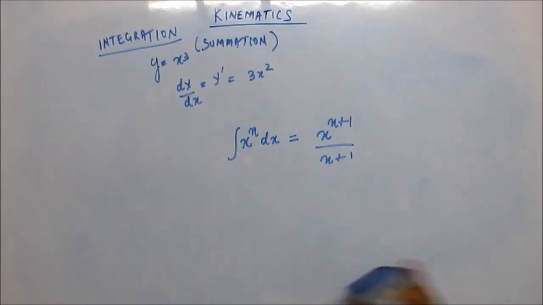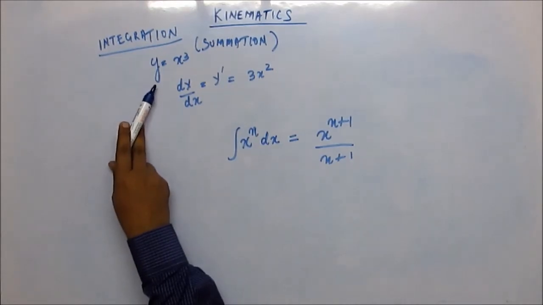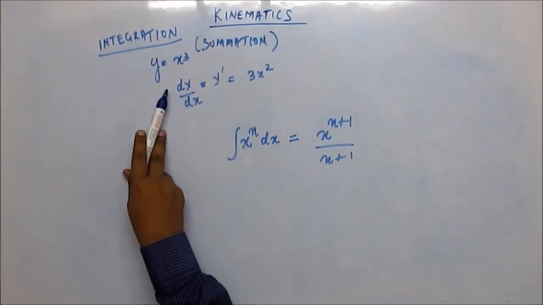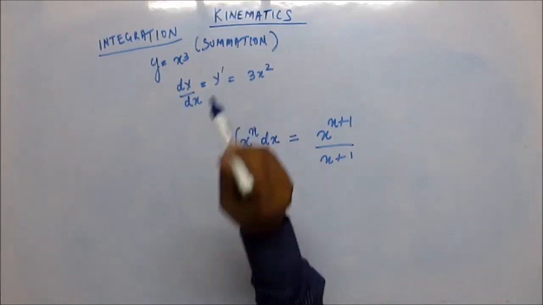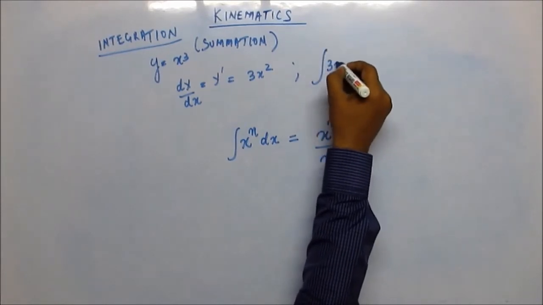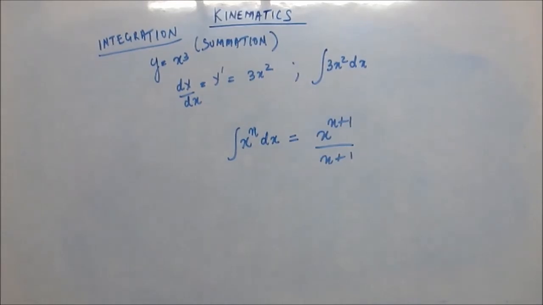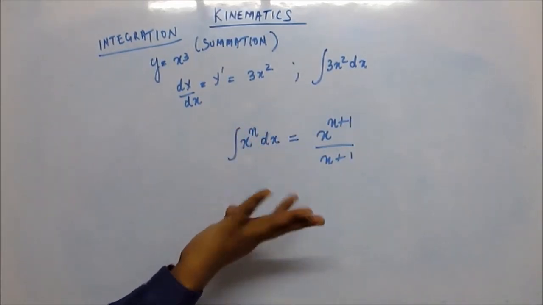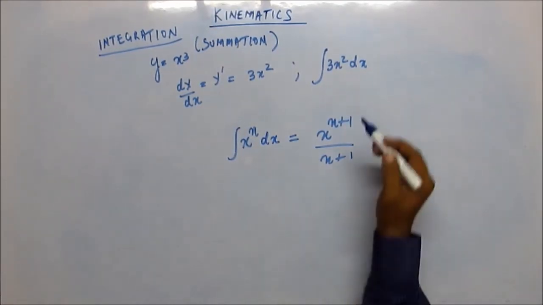So I told you integration is a reverse process of differentiation. Let's see how. Now we started with this function y is equal to x cubed. Differentiation of y in terms of x is 3x squared. Now let's integrate it. Integration of 3x squared in terms of x. Now 3, as in case of differentiation, we can take this out of integration. The constants will remain as it is. We are integrating the variable x squared.